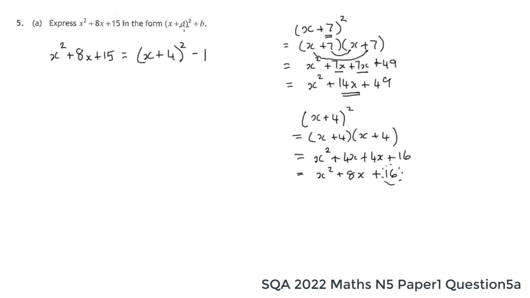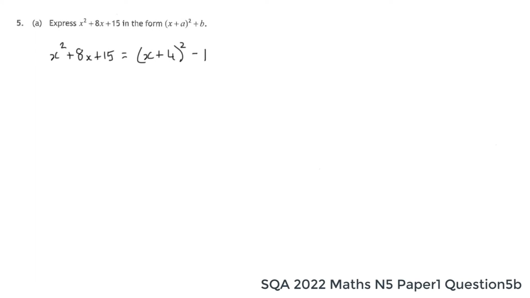And now you can see that we do have it in this form where a is 4, and well, there's a wee technicality, but b would be -1. We're adding -1 for b, and we know that adding -1 is just the same as subtracting 1. So basically, x squared plus 8x plus 15 we've written in the required form as x plus 4 all squared minus 1.